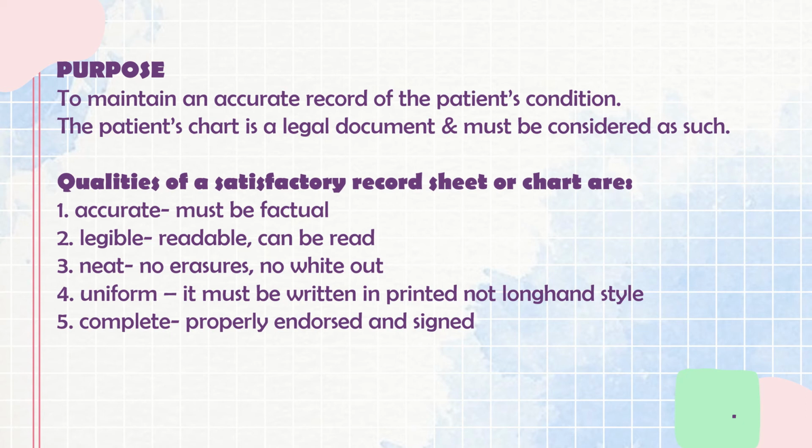Now, what are the qualities of a satisfactory record sheet or chart? Okay, so these are the different qualities. Number one, accurate. So dapat ang nilalagay lang natin yung mga tamang nangyari and it must be factual. Okay? We should only chart based on facts and we should be accurate in our charting.